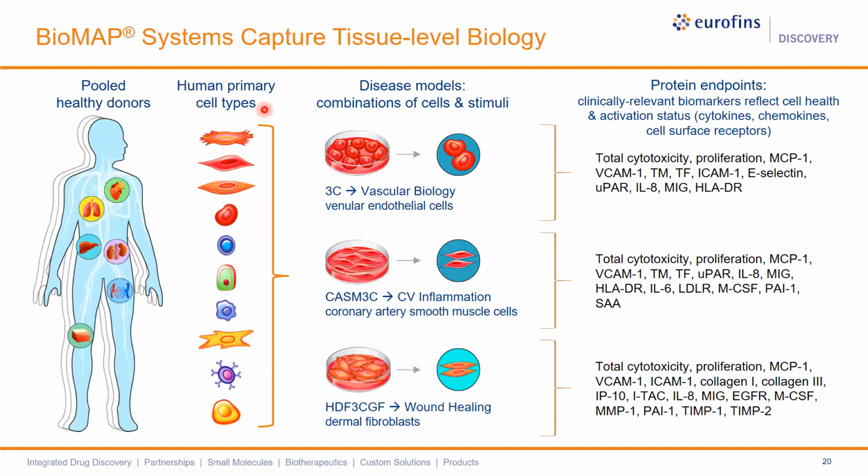We pulled the human cell types and tissues from 4 healthy donors, and then we put the cells with some stimuli, normal cells, into disease models. For example, the 3C into vascular biology using human endothelial cells, CASM3C into cardiovascular inflammation using coronary artery smooth muscle cells, and then HDL3CG and healing for using renal fibroblasts.